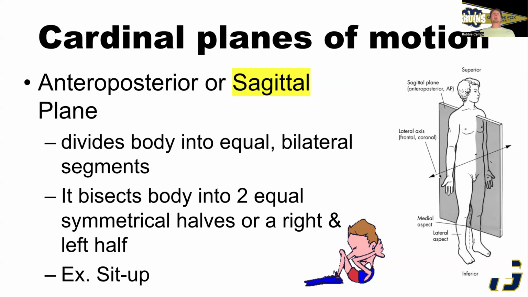So if we think about things that are going to be taking place within the sagittal plane, flexion and extension motions are going to be the best examples of things that are taking place within the sagittal plane.